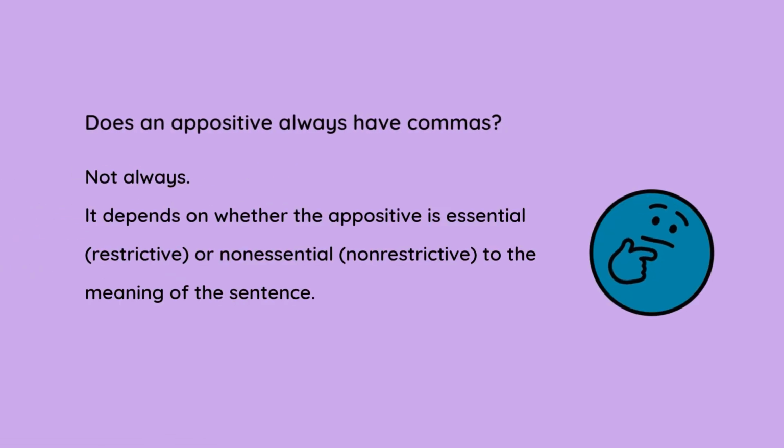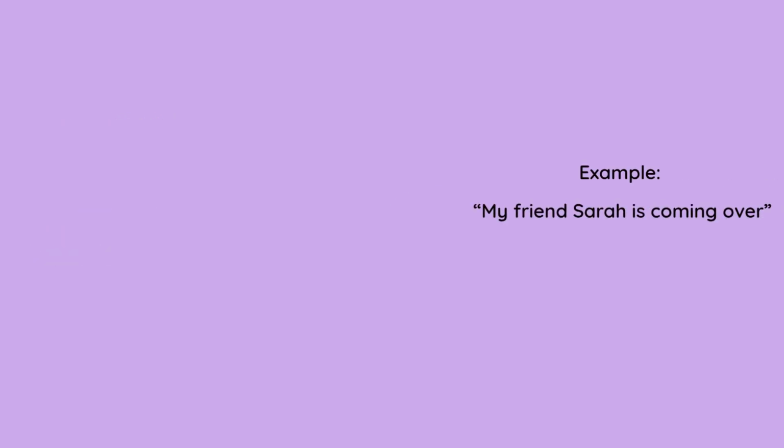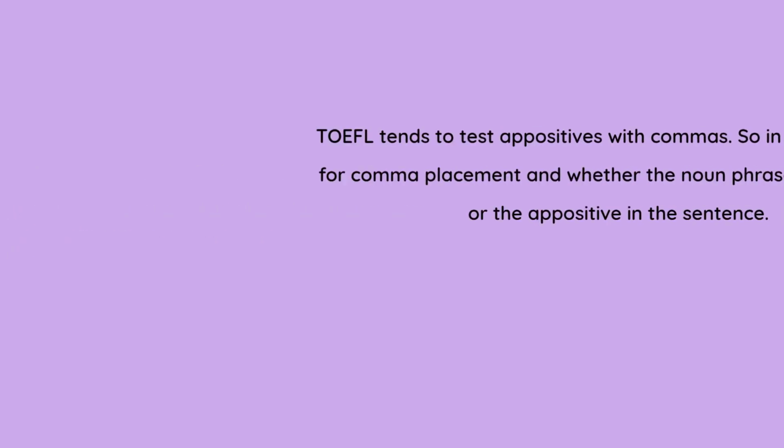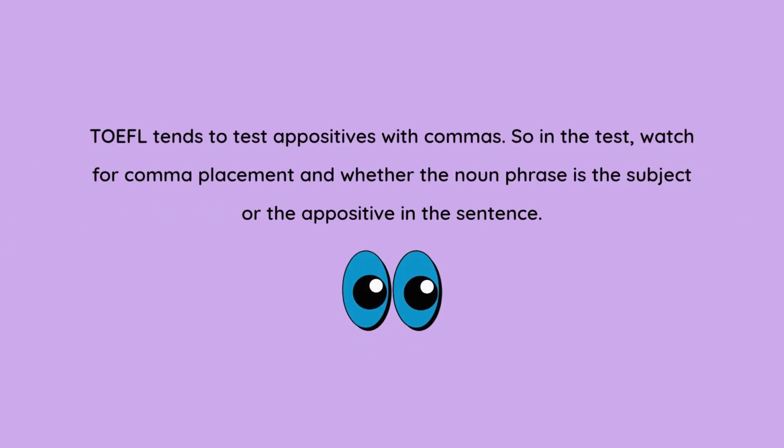Does an appositive always have commas? Not always. It depends on whether the appositive is essential or non-essential to the meaning of the sentence. Look at this example. My friend Sarah is coming over. In this example, Sarah is an essential appositive because my friend is general, so we need Sarah to know which friend. However, TOEFL tends to test appositives with commas. So in the test, watch for comma placement and whether the noun phrase is the subject or the appositive in the sentence.